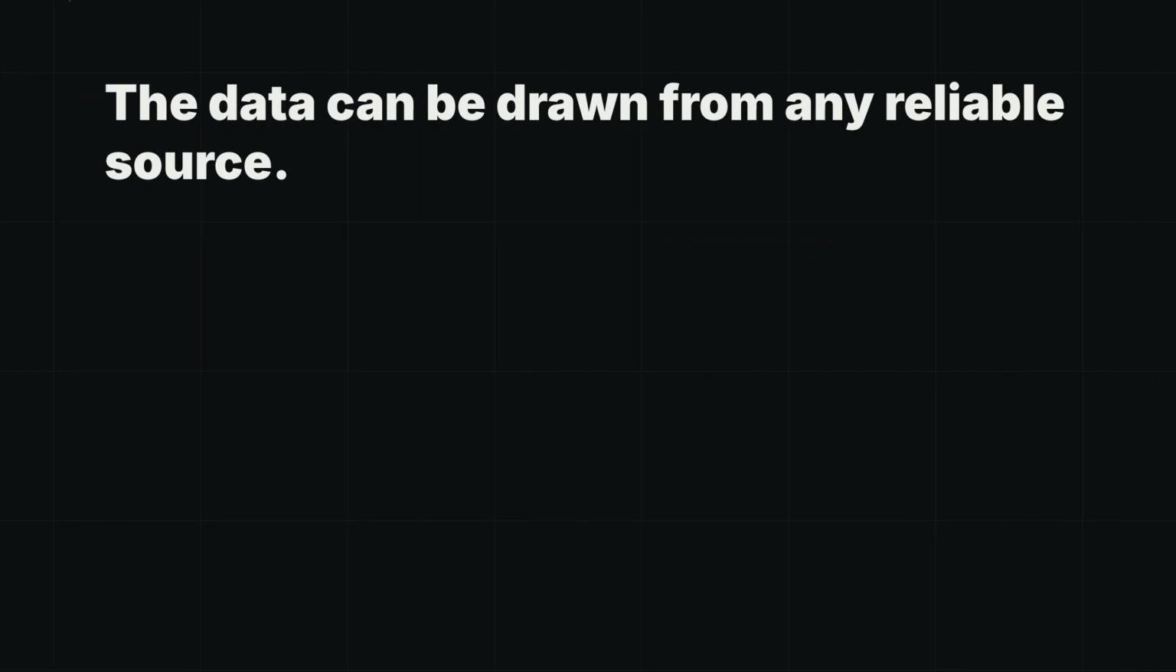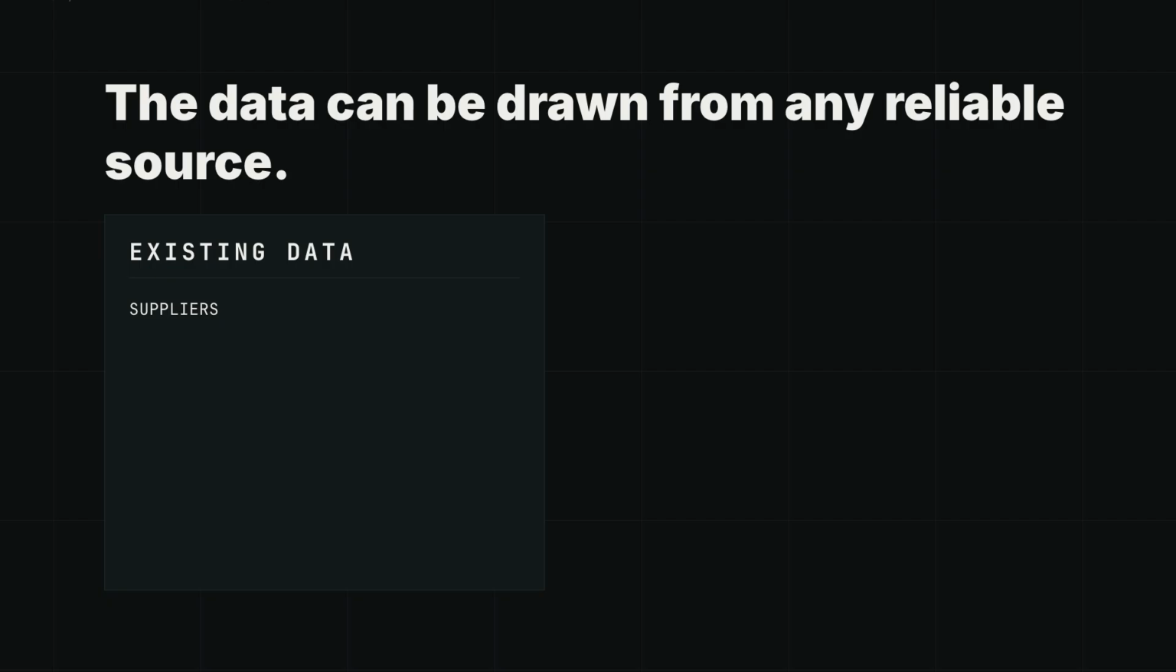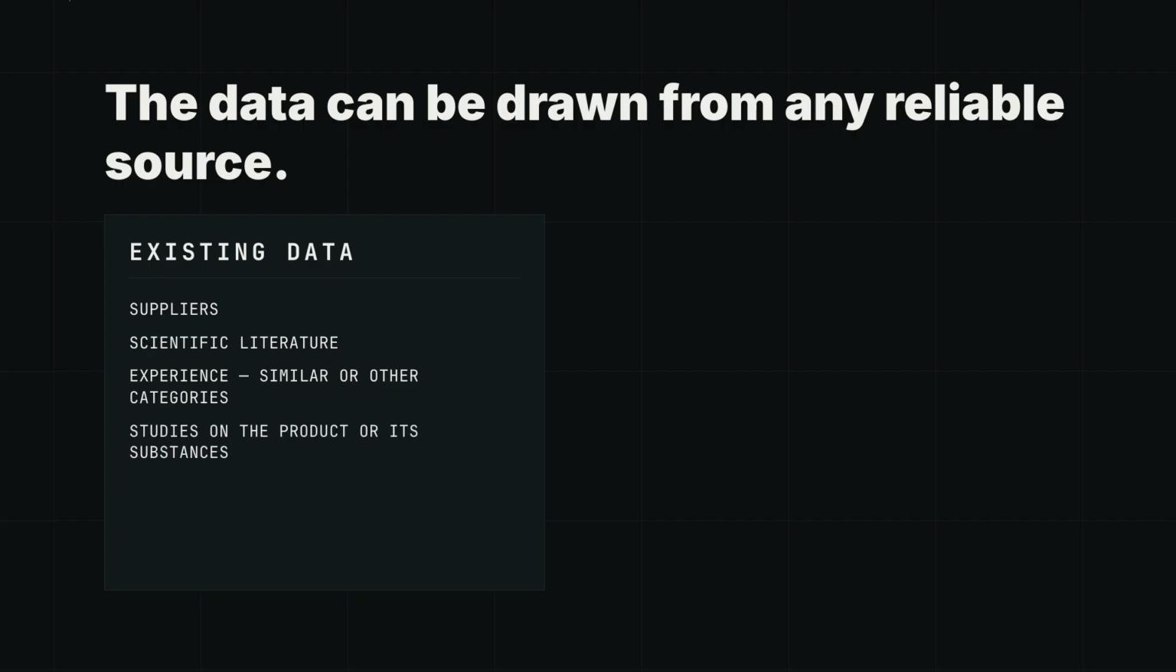On that, the guidance is explicit. The data required by Part A can be drawn from any reliable source. Examples include data from suppliers, scientific literature, experience gained with similar or other product categories, results of studies on the product itself or on the substances it contains, available data on similar formulations or computer models. Examples: the list is not closed. Reliable is doing as much work there as any other word.